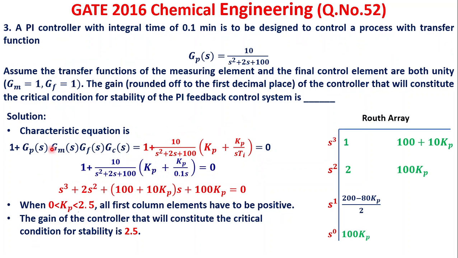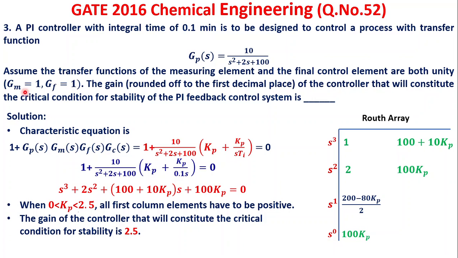Next question. It is taken from GATE 2016 Chemical Engineering, question number 52. A PI controller with integral time of 0.1 minute is to be designed to control a process with a transfer function Gp of S equal to 10 by S square plus 2S plus 100. Assume the transfer functions of the measuring element and the final control element are both unity, Gm equal to 1, Gf equal to 1.